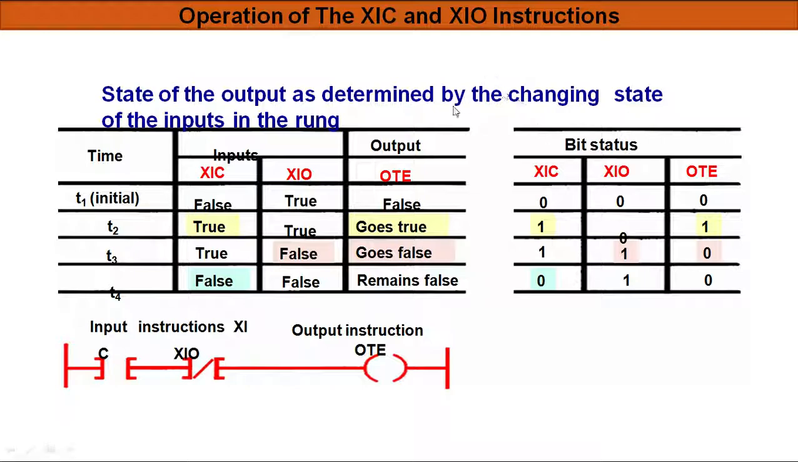Operation of the XIC and XIO instructions. The state of the output is determined by the changing state of the inputs. See, at times T1, T2, we have different states. Then XIC is false, XIO true, output is false. We will put them this way. Here, the input instructions are XIC, XIO, and the output OTE. We will make them, so whenever this happens, we will have a different kind of arrangement.